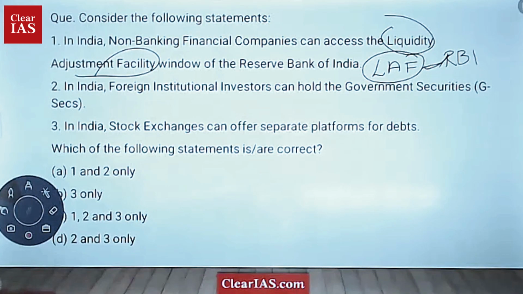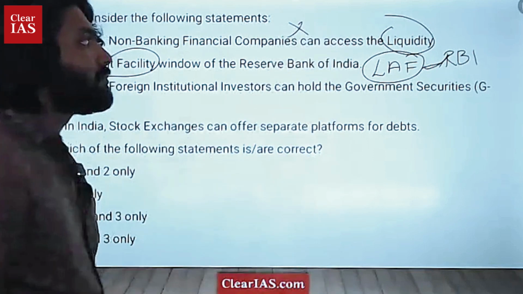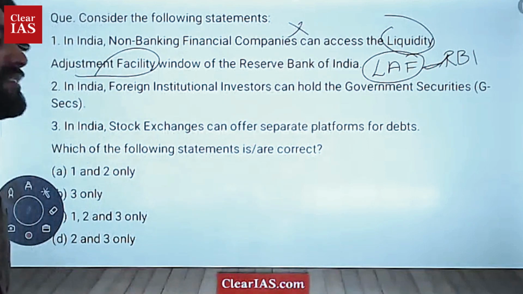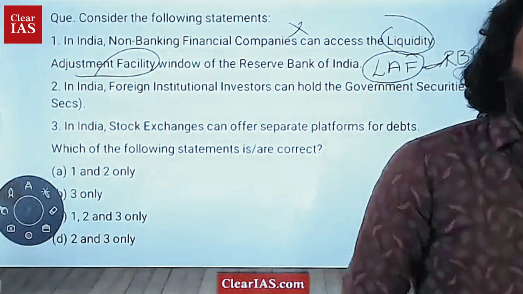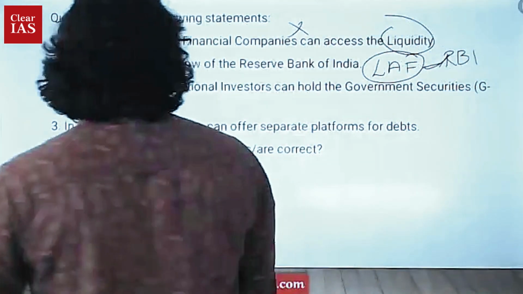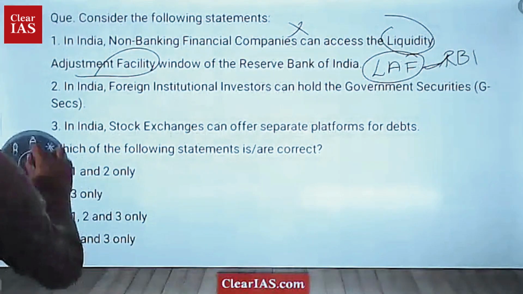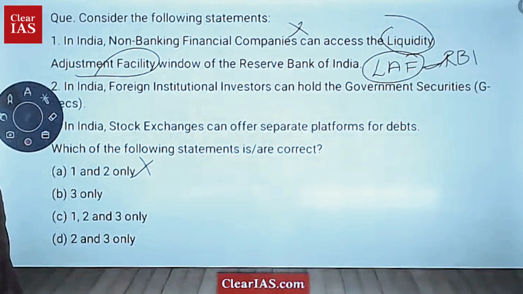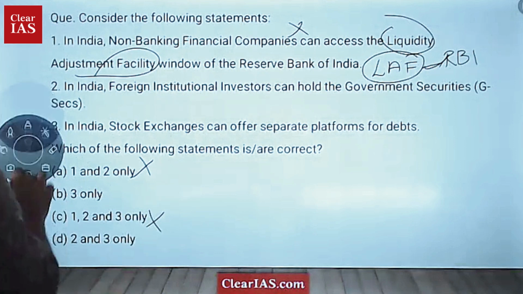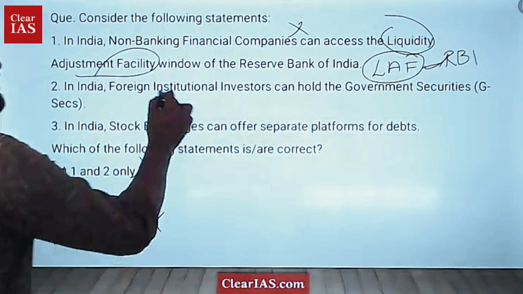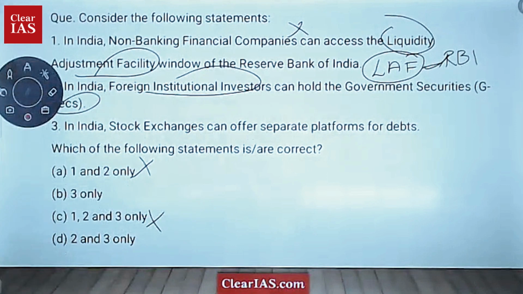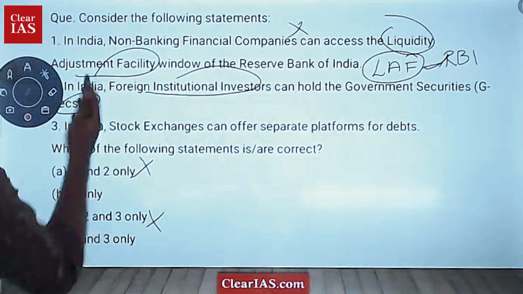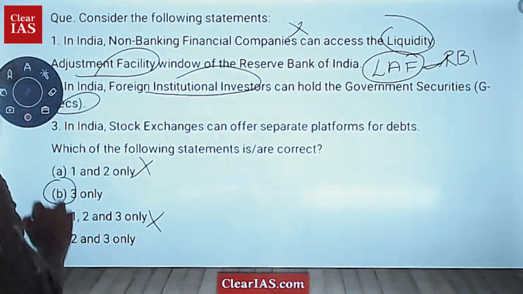Okay. So the first statement is actually wrong. LAF, liquidity adjustment facility, is applicable only to scheduled banks. And in the first statement, NBFCs are actually not eligible. So eliminating one, we have A and C gone. And in India, foreign institutional investors can hold government securities. This is a factual statement. Now you want to know whether 2 is correct. 3 is obviously correct. Only B and D remain.